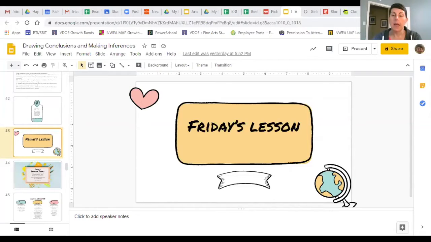So I'm going to start my screen sharing so that we can get started. But as a reminder, drawing conclusions and making inferences help readers interact at a deeper level with the text, and it helps us gain new understanding and new insights from the text. This is really important, although it can sometimes be challenging.